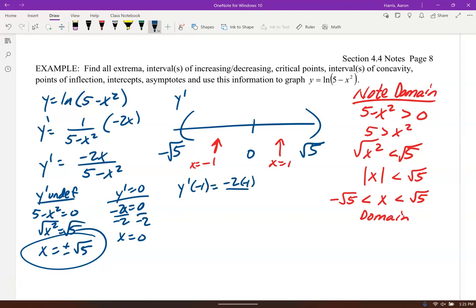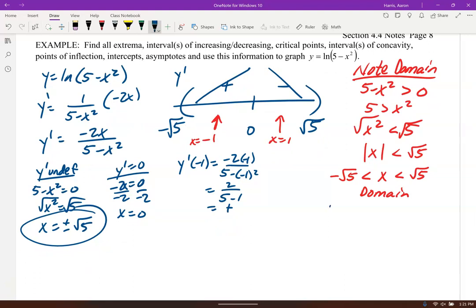Oops, that's a negative 1. So we got 2 over 5 minus 1. Looks like this is positive. So the original function increases up to 0. Now I would throw in 1, and you'll get that to decrease. Throw in 1 into the derivative. And let's go ahead and summarize this. So we are increasing from negative root 5 up to 0. And then we're decreasing from 0 to root 5. Okay. So since we're increasing then decreasing, we got to have a relative max there at 0.